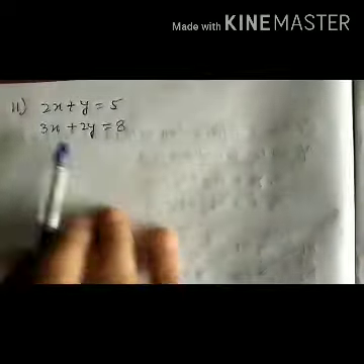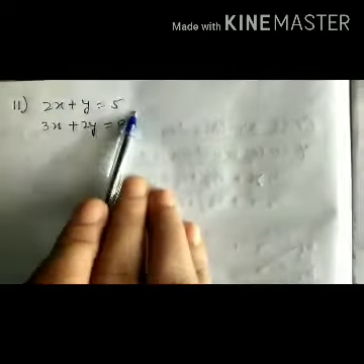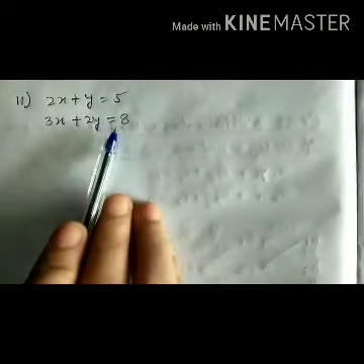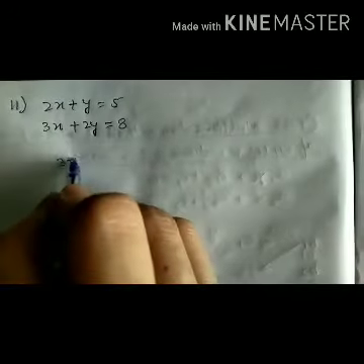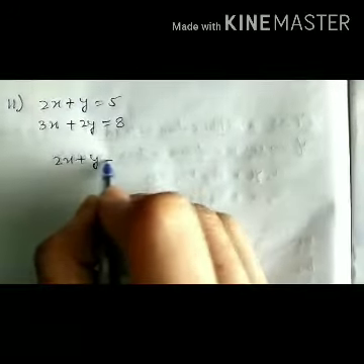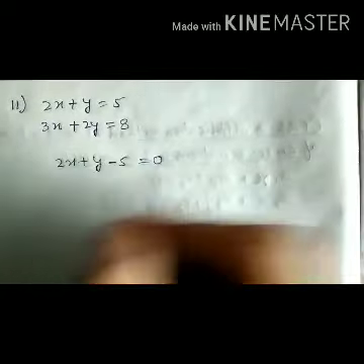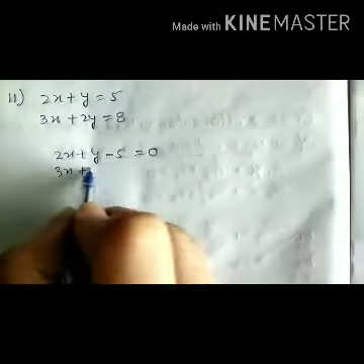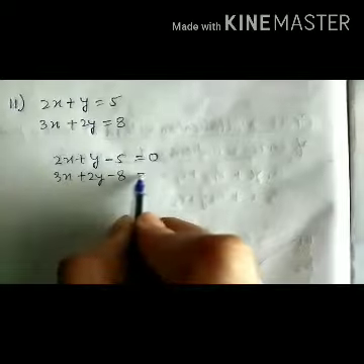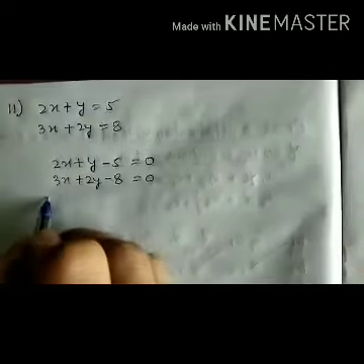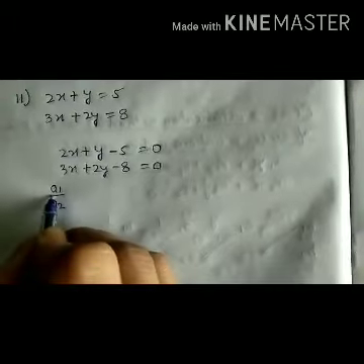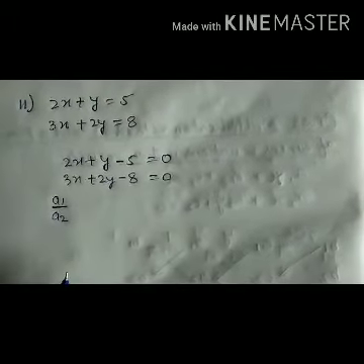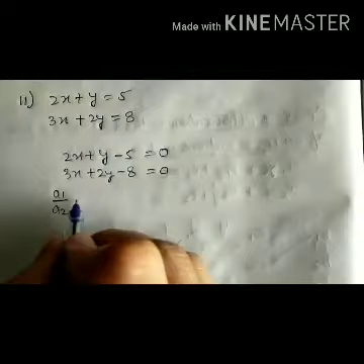Now question 2: we have 2x plus y is equal to 5, 3x plus 2y is equal to 8. So first of all we will write it in the standard form: 2x plus y minus 5 is equal to 0 and 3x plus 2y minus 8 is equal to 0. Now we will find whether it has a unique solution, no solution, or infinitely many solutions.